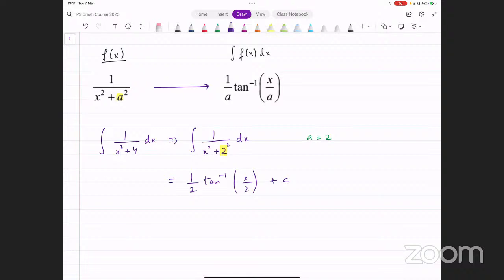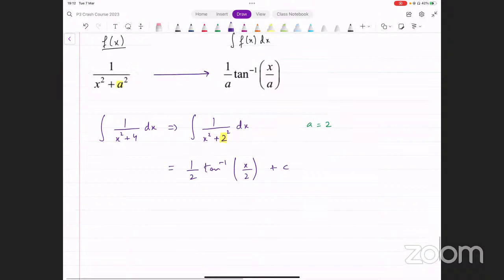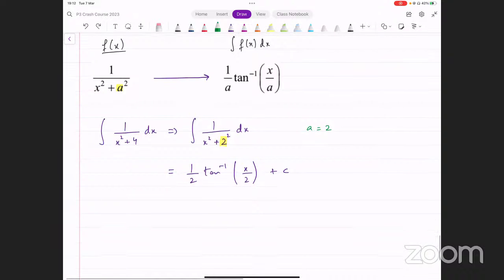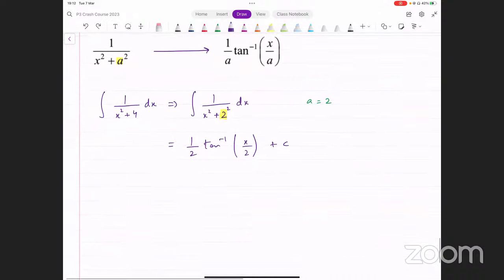Now, there's a condition here. If you use this form like this, the numerator can have any constant basically. So, let's actually take another example before I tell you the condition. Let's say I have something like this, 2 over x squared plus 4.